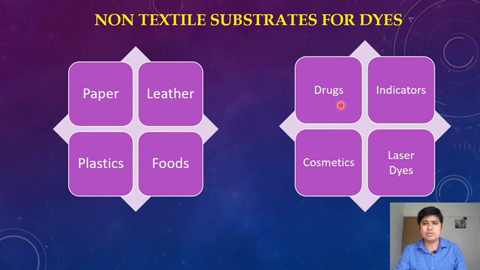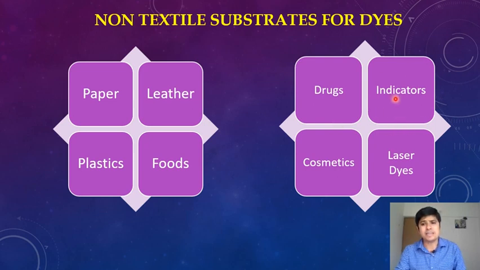The next use of dye is in drugs, to color these drugs. That drug may be a capsule, a tablet or a syrup. So here also there is involvement of a dye to color that drug or medicine, to give color to that compound.